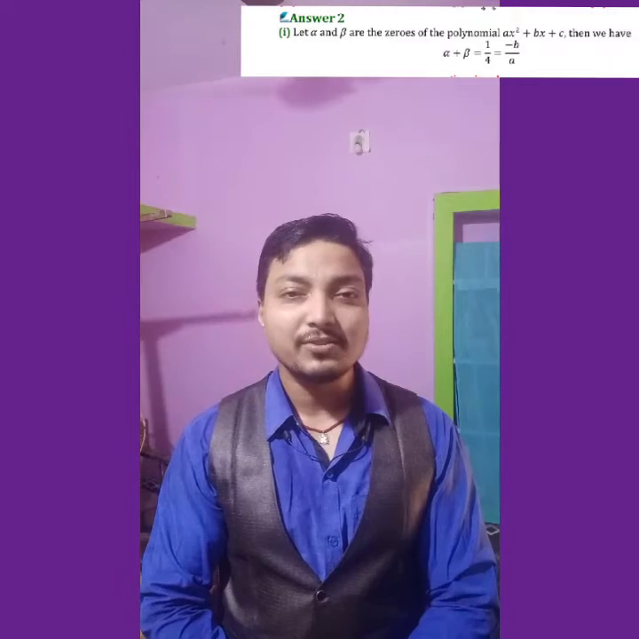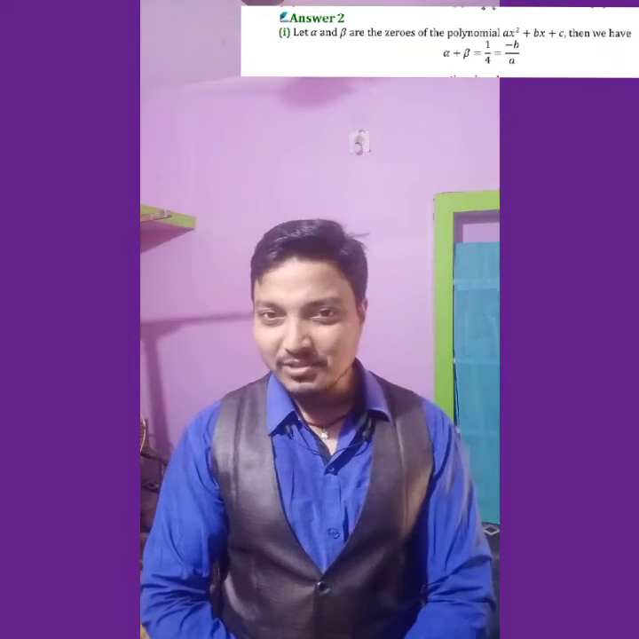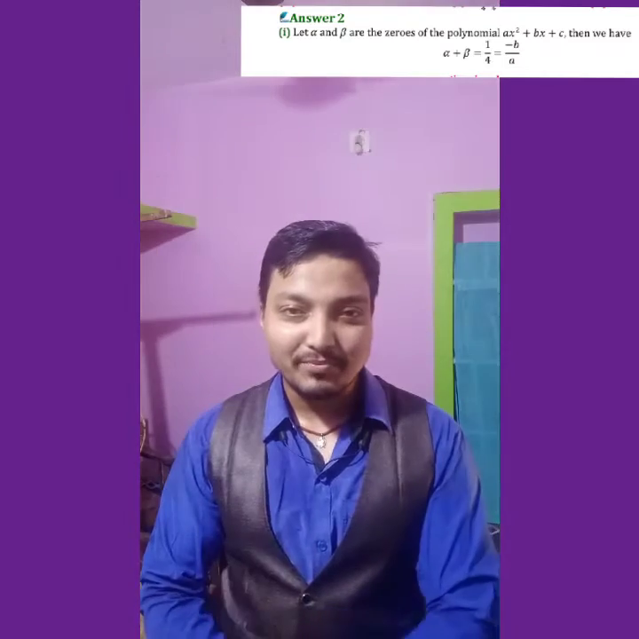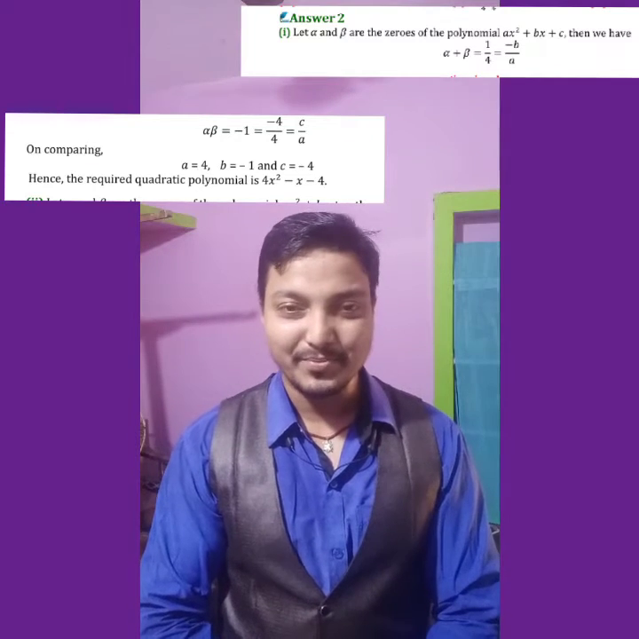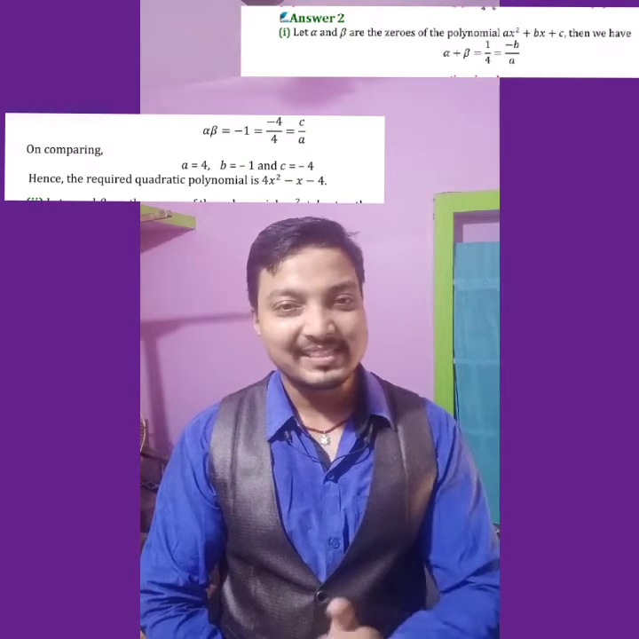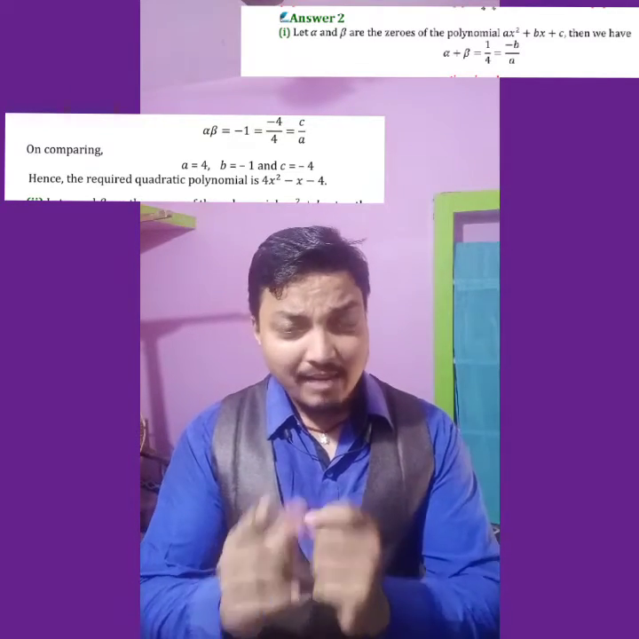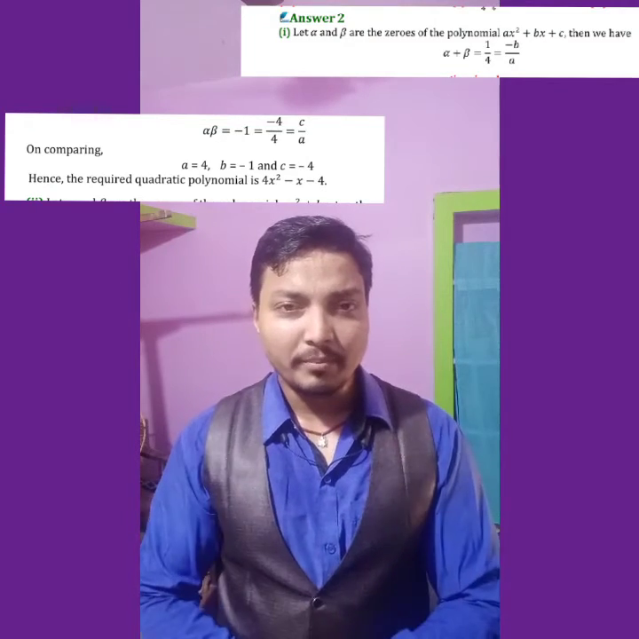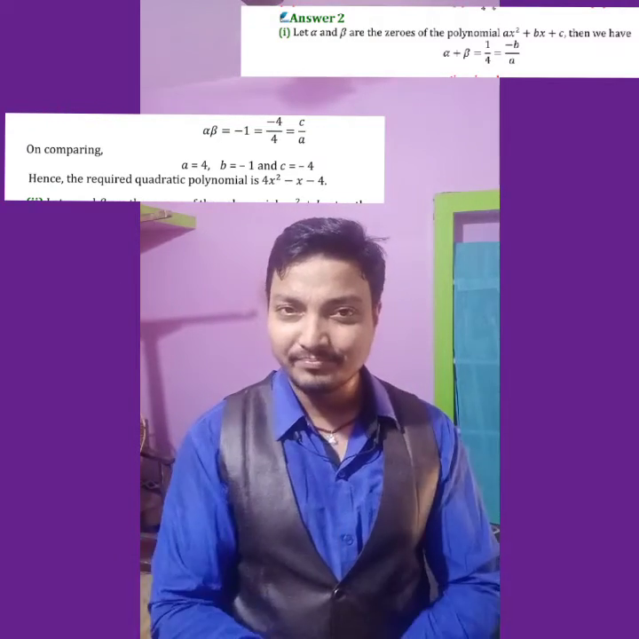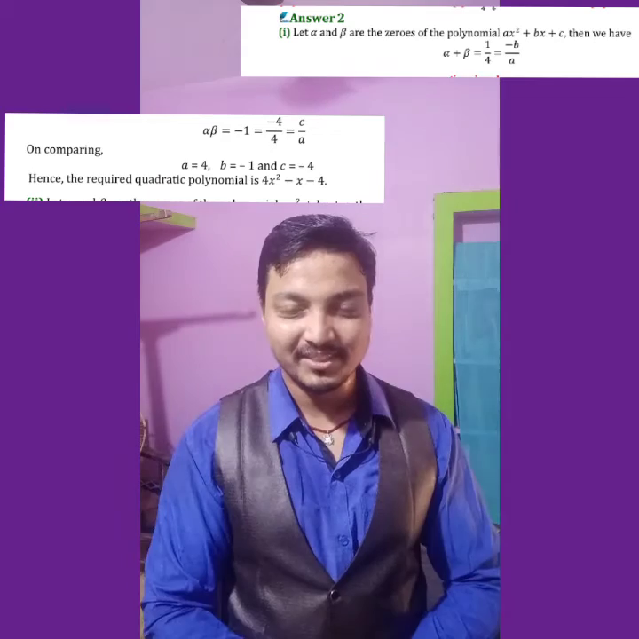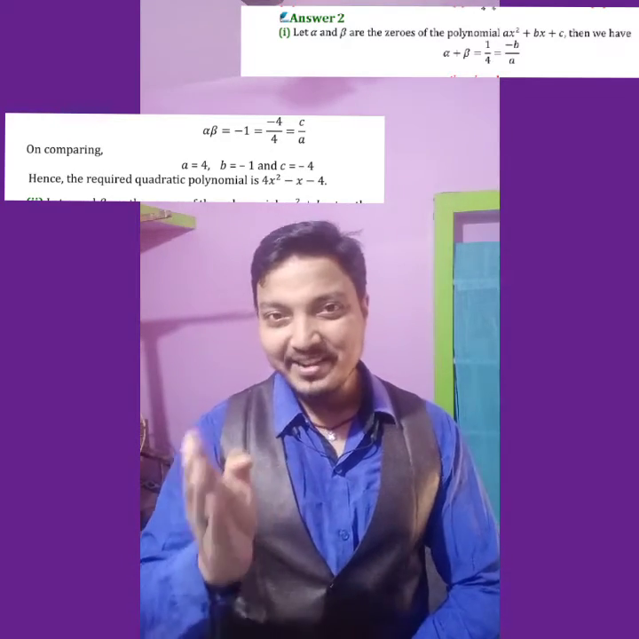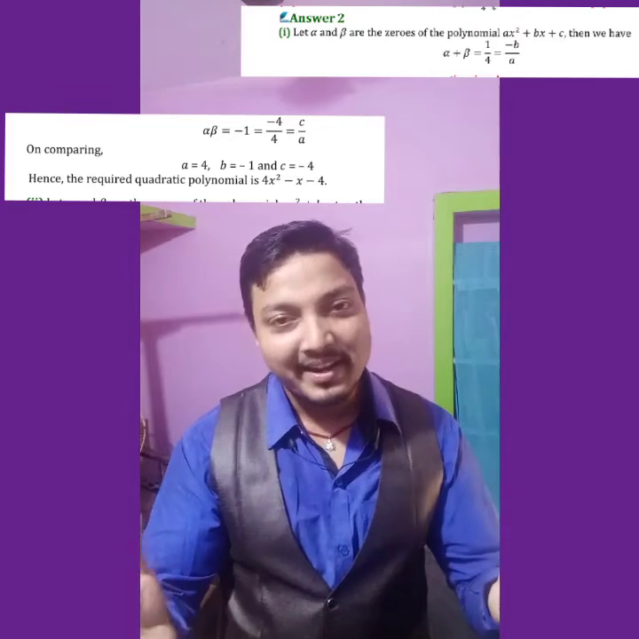So here it is given that the sum of the zeros is 1 by 4, and the product of the zeros is -1. You just have to formulate the quadratic polynomial. The quadratic polynomial in standard form is ax square plus bx plus c. To get the quadratic polynomial, I want to find a, b and c. If at any cost I can find a, b and c, then our quadratic polynomial is ready.